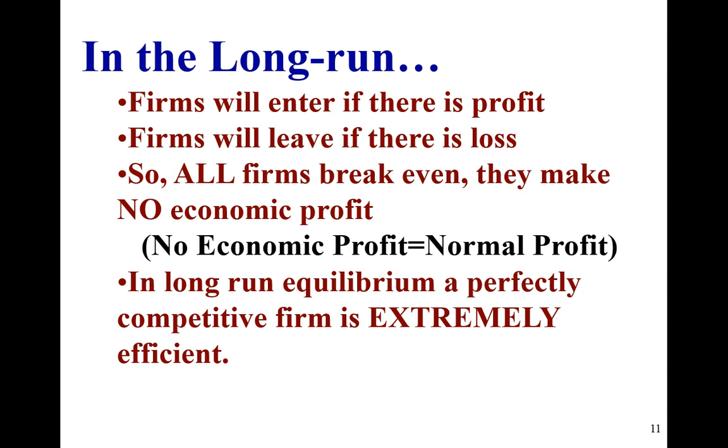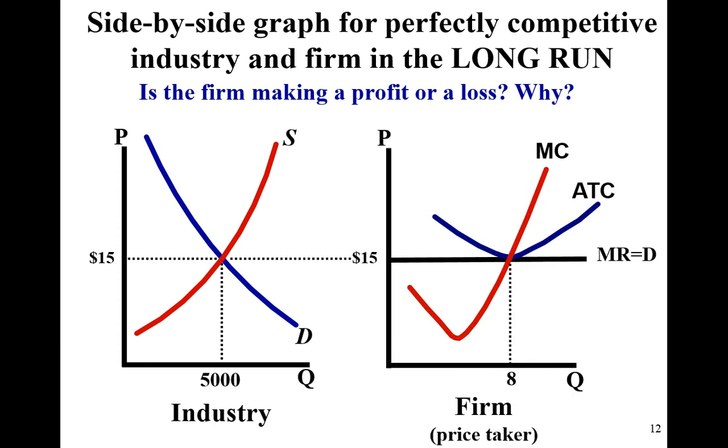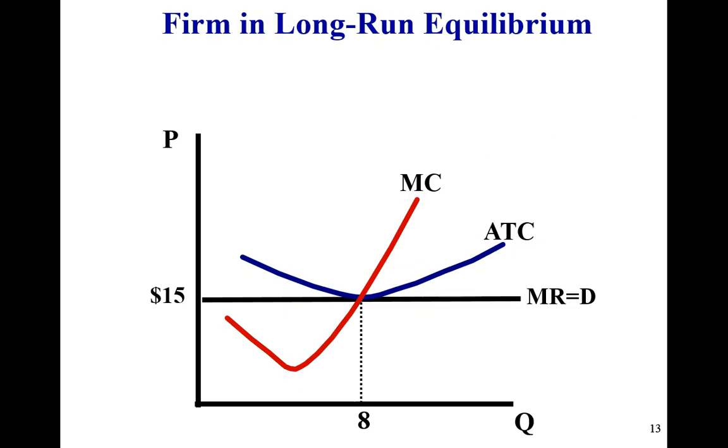In the long run, a competitive firm is perfectly efficient. It's extremely efficient in its long run equilibrium. All right. So again, side-by-side graphs, we take a look at this. Is this firm making a profit or a loss? Well, you could look at it, MR equals ATC. All this stuff fits together at one point. So your price equals your ATC, you're breaking even. So that means we're going to be in the long run.